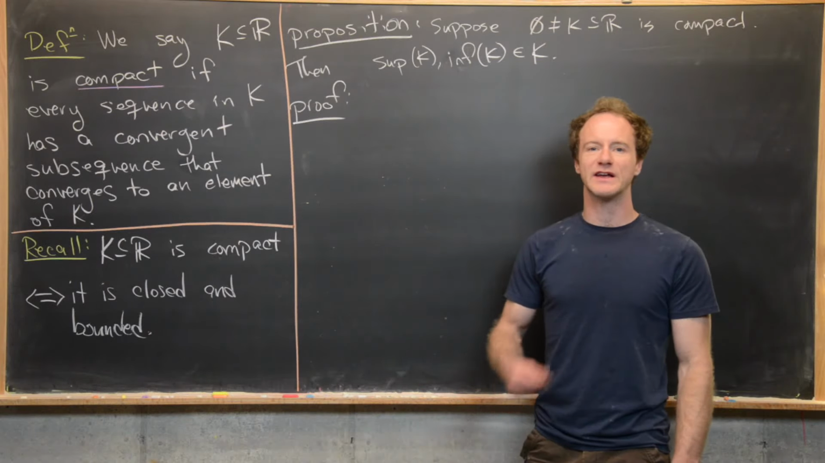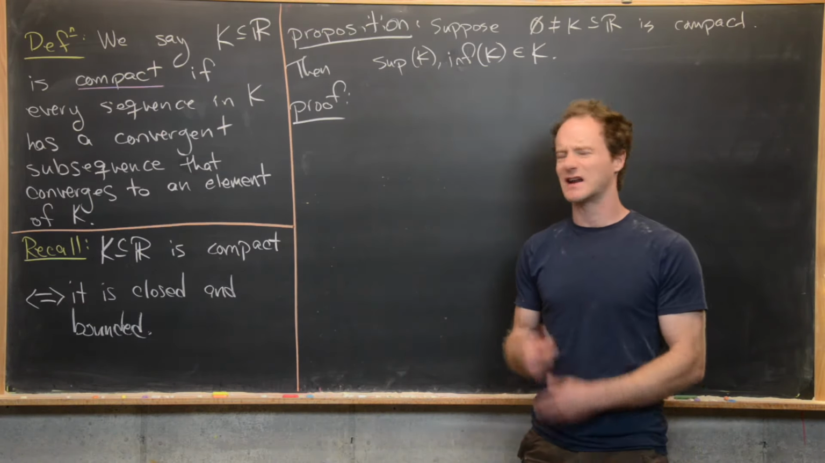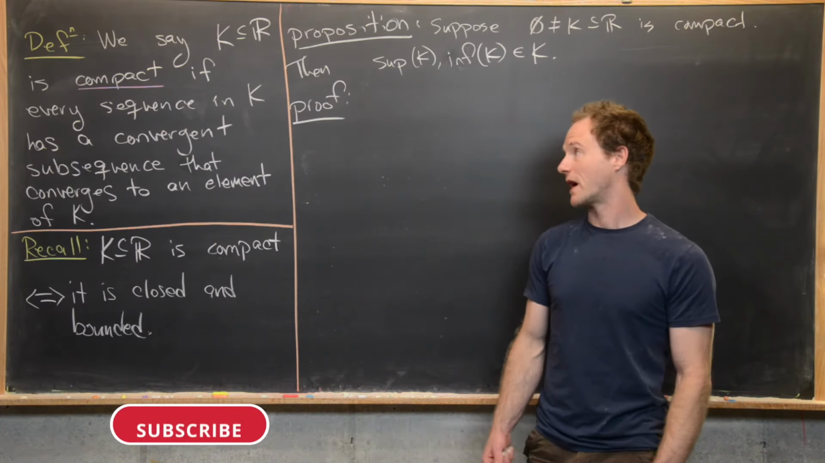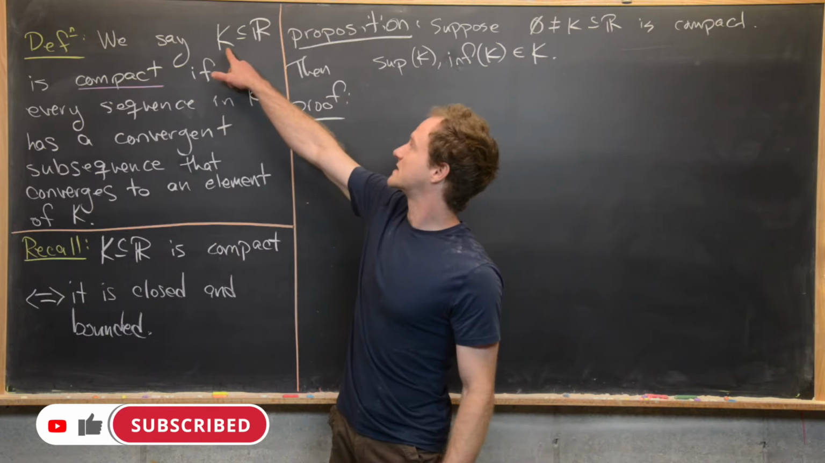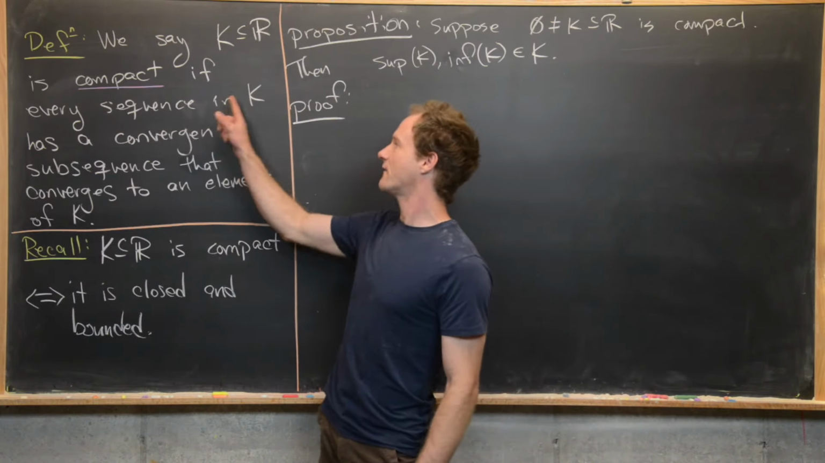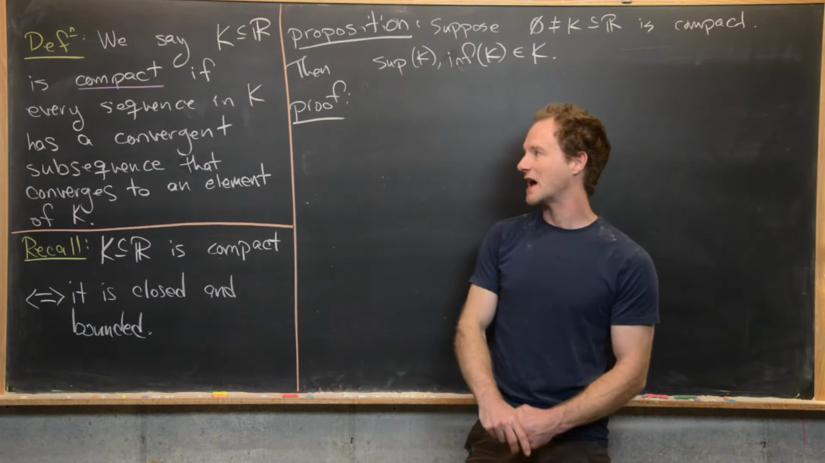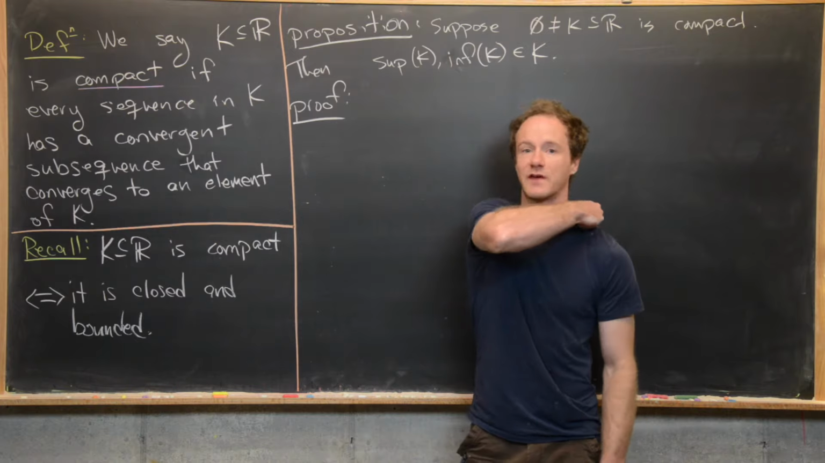In a previous video, we introduced the notion of a compact set, and here we want to look at a kind of standard result involving compact sets. Let's recall this definition first, though. So we say a subset K of real numbers is compact if every sequence in K has a convergent subsequence that converges to an element of K.